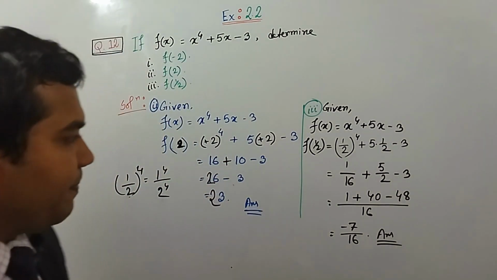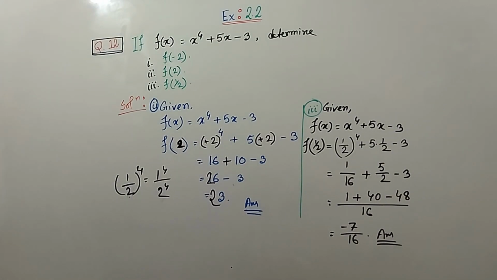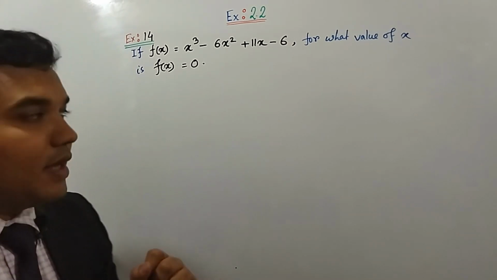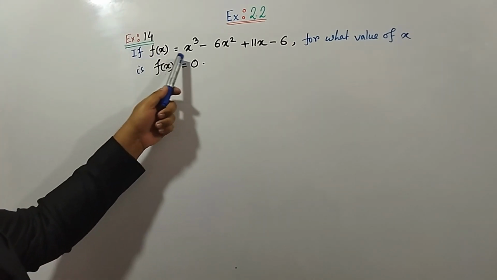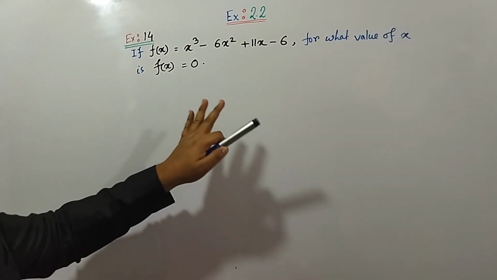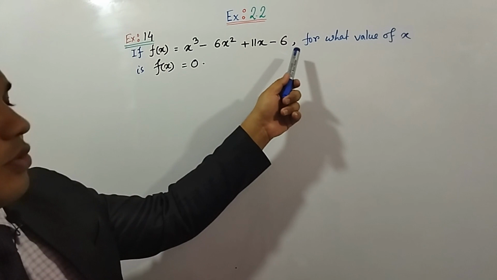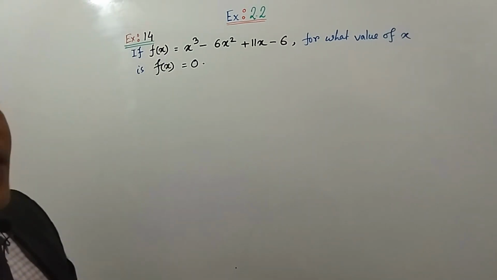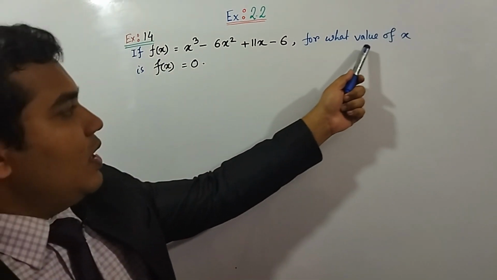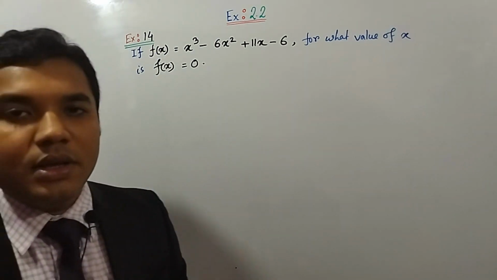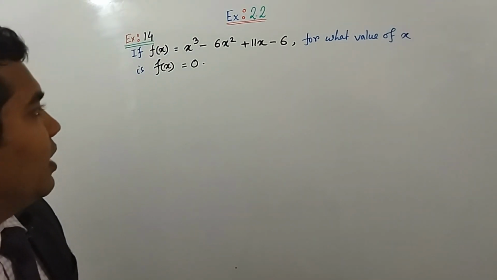Clear? Okay, now our next question, number 14. So dear students, here our question number 14 says what? The function is given as f of x equals something, and you can already understand that this is nothing but a function of x, that's why f of x is given. For what value of x is f of x equal to 0? That's our question.